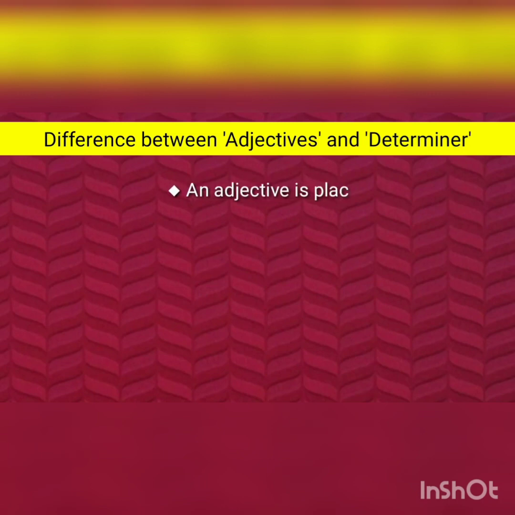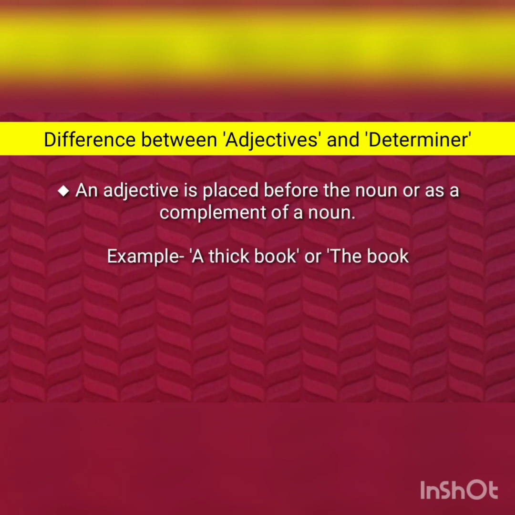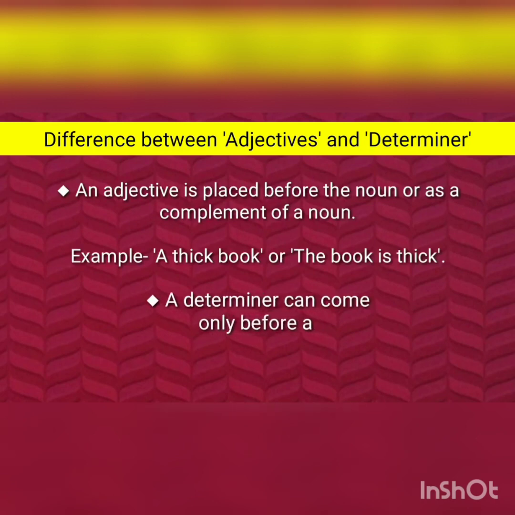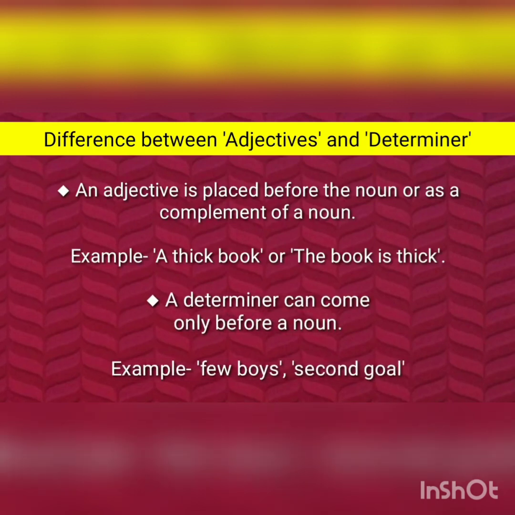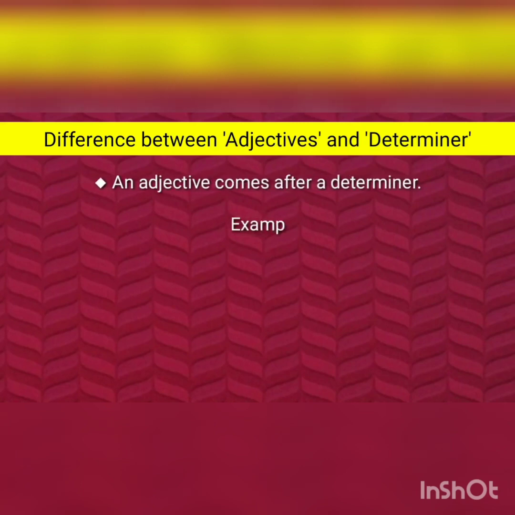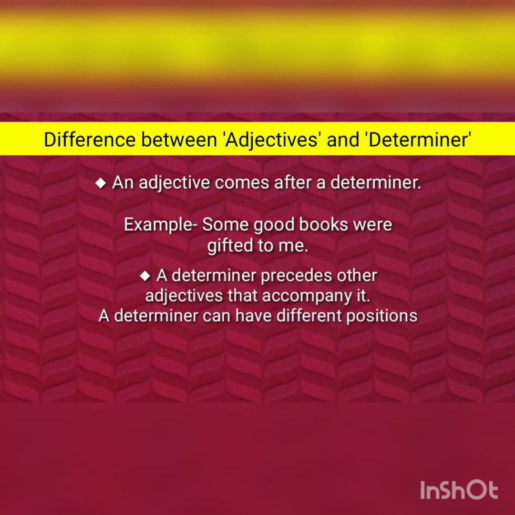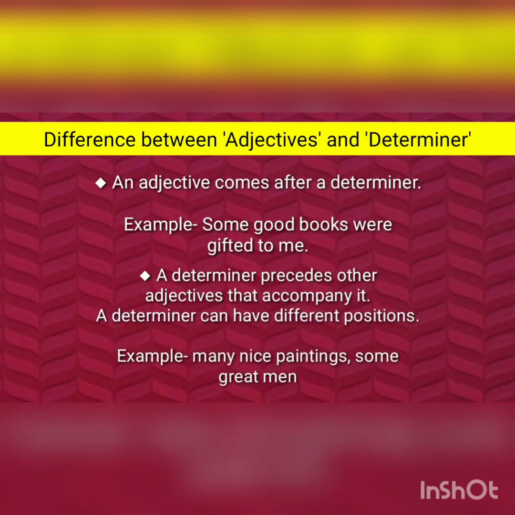An adjective is placed before the noun or as a complement of a noun. Example, a thick book, or the book is thick. Whereas a determiner can come only before a noun. Example, few boys, second goal. An adjective comes after a determiner. For example, some good books were gifted to me. Whereas a determiner precedes other adjectives that accompany it. Determiners can have different positions. For example, many nice paintings. Some great men.